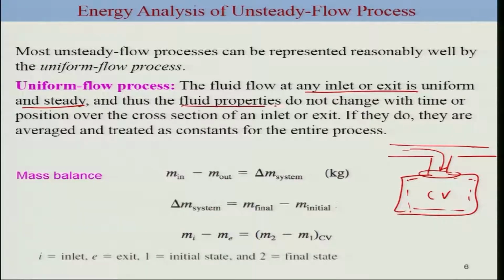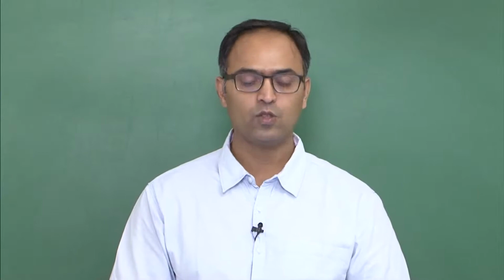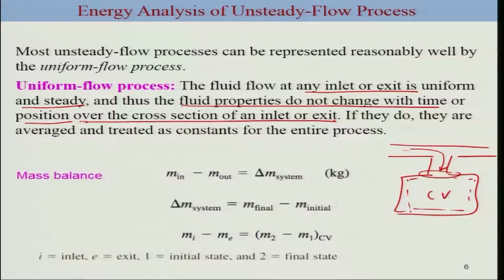So the fluid properties do not change with time or position over the cross section of an inlet and exit. Because this is an approximation as far as the uniform flow process, in practice the temperature and other conditions may change across the cross section. So we are going to take an average value for such a condition. If the properties do change, we are going to treat them as an average and as a constant for the entire process for our analysis.